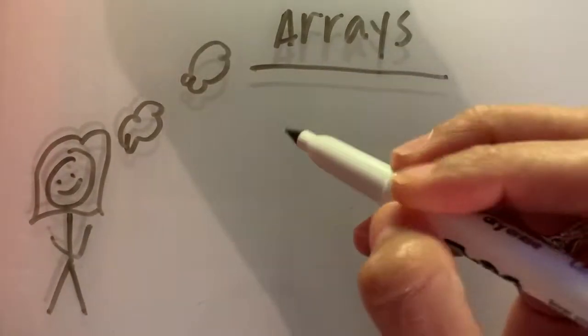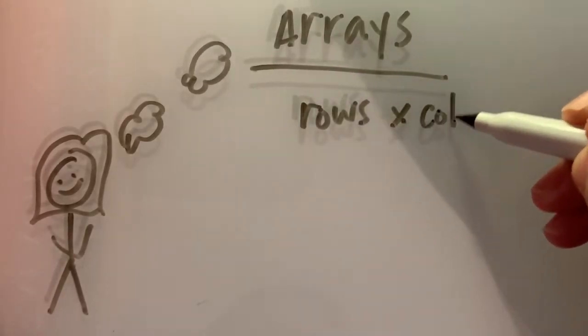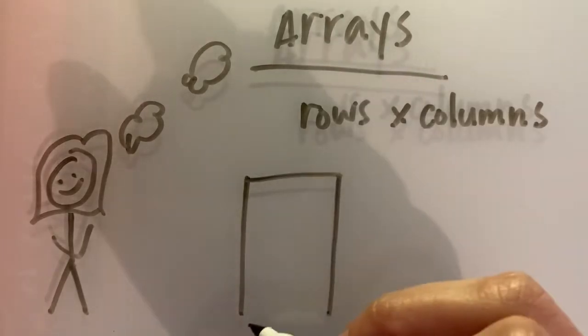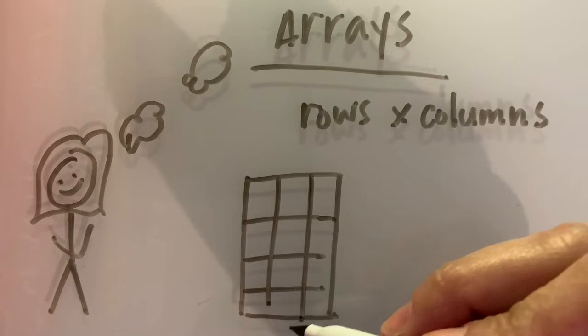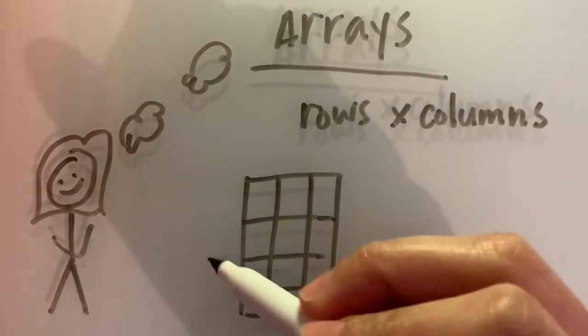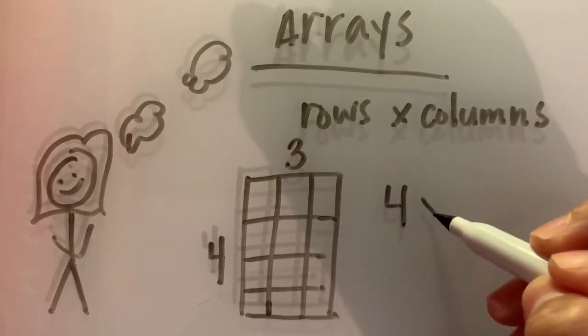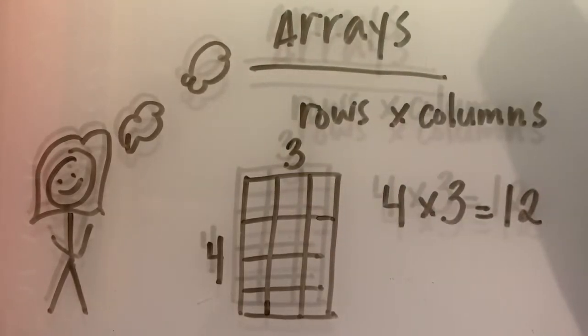Now, the arrays we drew had columns times rows. We drew out our rows, and then there were a specific amount of columns. So we counted our rows, in this case it's 4, and we multiplied it by however many are in each row. So in this case, 4 times 3 is 12.